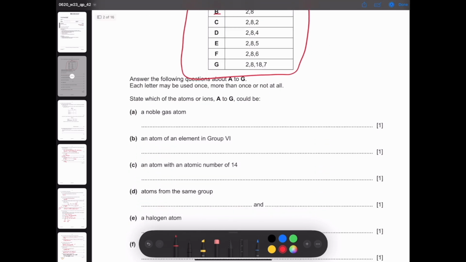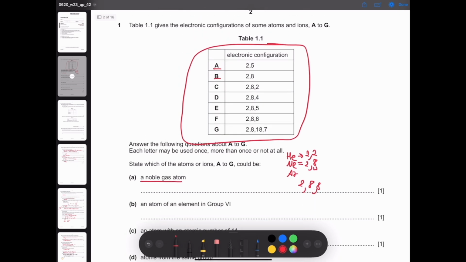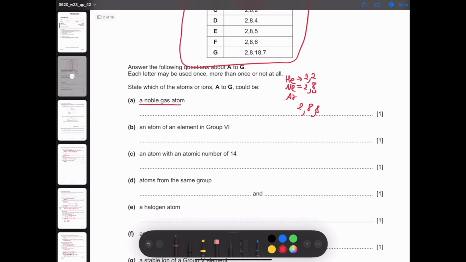Alright, now first, they're asking, tell us which one is a noble gas atom. Now, just think about it. Noble gases are helium, neon, argon, krypton, and so on. Helium has a configuration 2. After this, all of them have a stable octet, which is 2, 8, then 2, 8, 8. So you have to figure out the one with 2, 8. So, the answer is B.